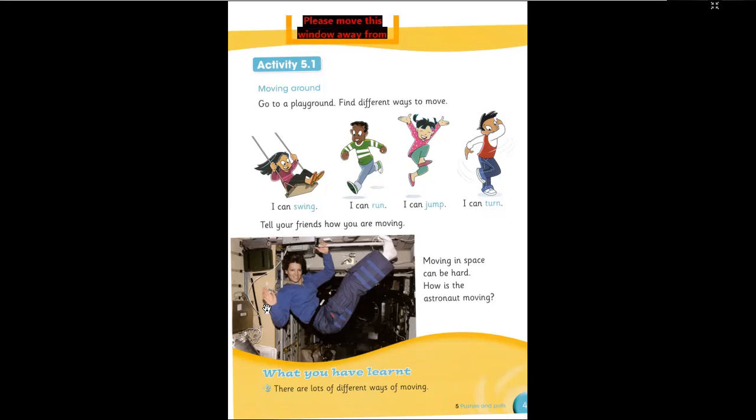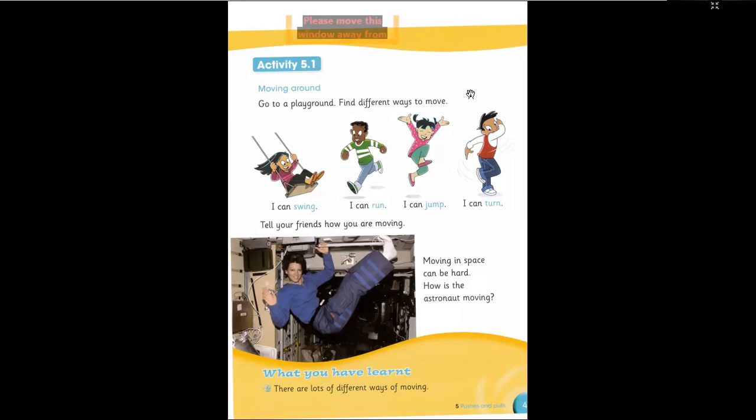Run means to move your feet quickly, faster than walking. What is run? To move your feet quickly, faster than walking. Swing means to move backward and forward. What is swing, boys? To move backward and forward. And our fourth word is turn. What is the meaning of turn? Turn means to change direction. I change direction.